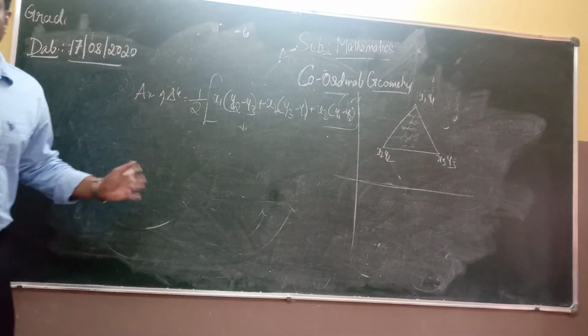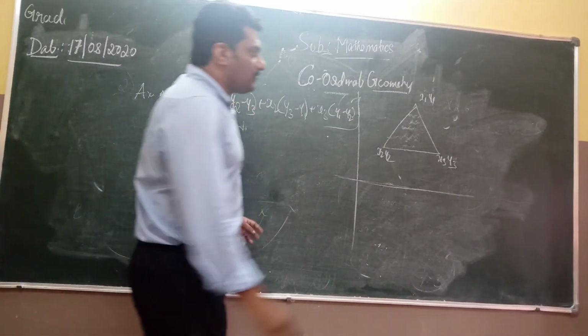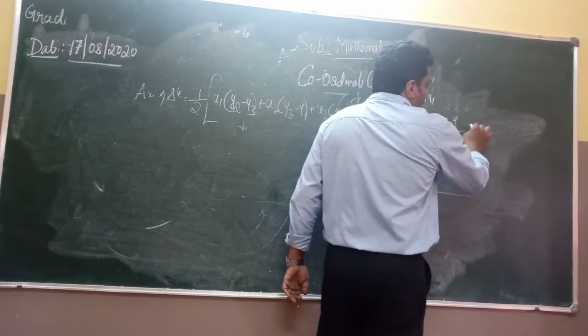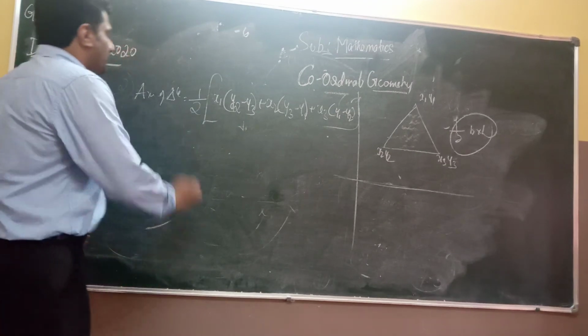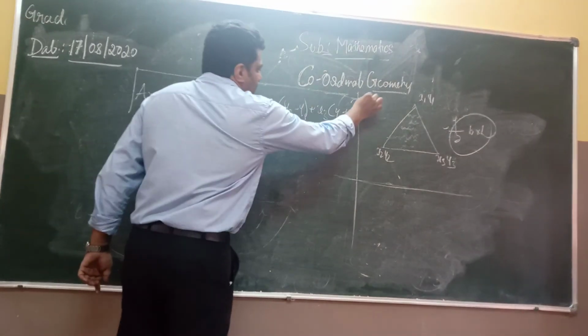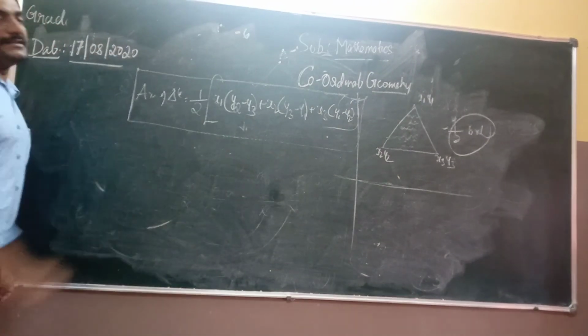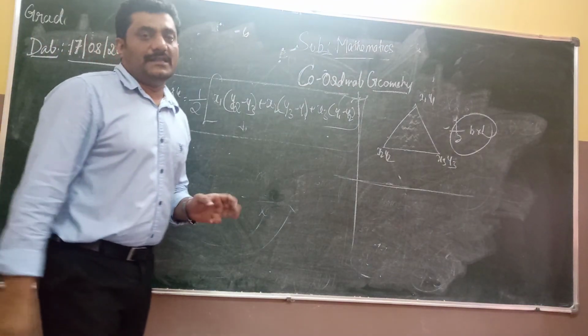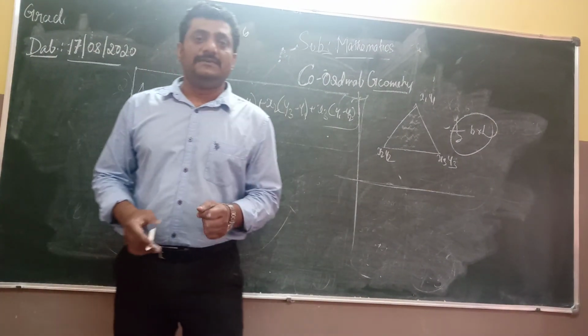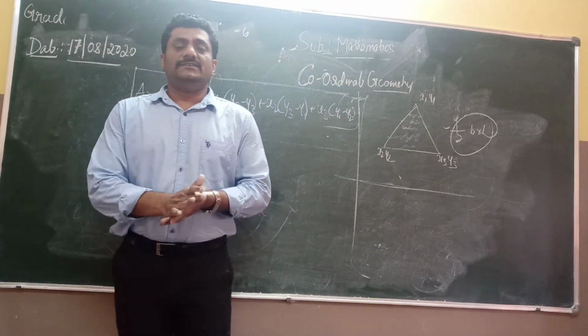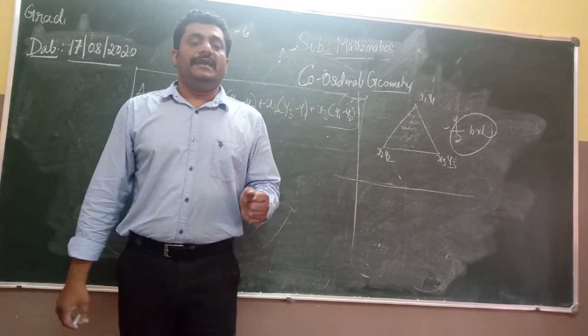See, we derived this formula using half base into height. Now the derivation is not important, but you remembering this formula is important. This is the third formula in coordinate system. I want you to remember it. In the next class, we will do the problems based on area of a triangle.